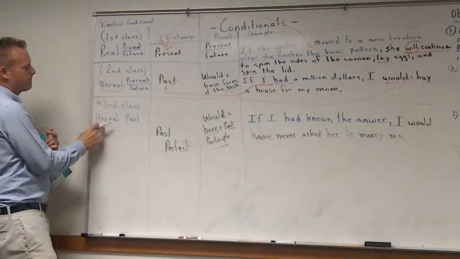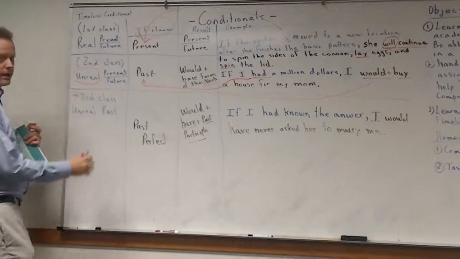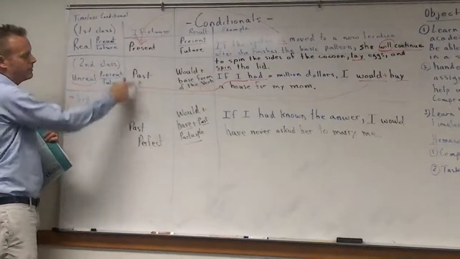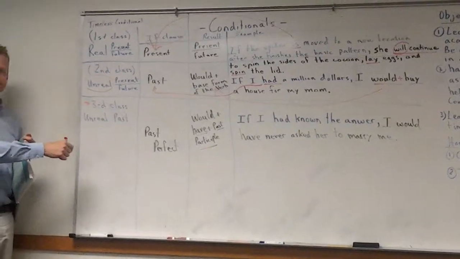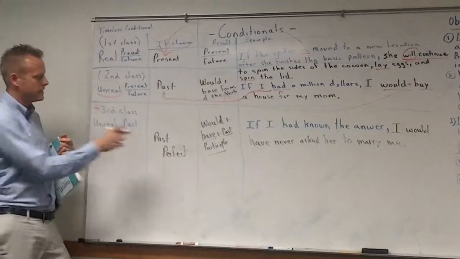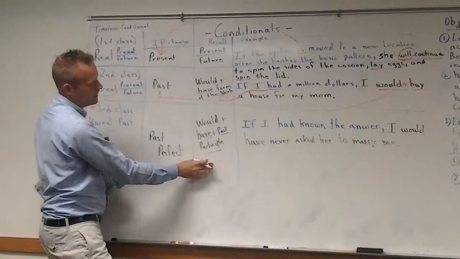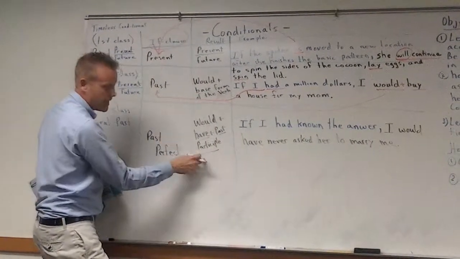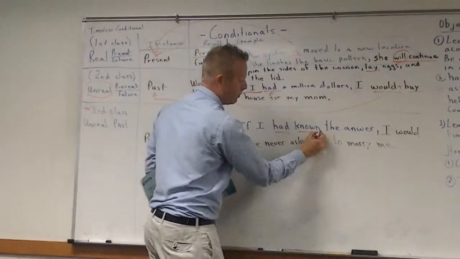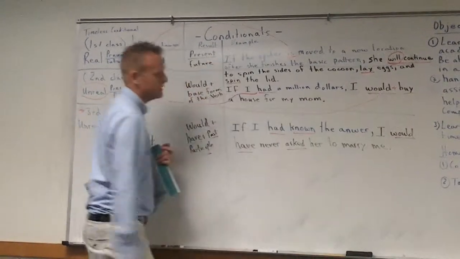Now, the third class condition, this is if I want to talk about an unreal situation in the past, okay? For some reason in English, to talk about conditions in the past, notice you always use a form of the past tense for an unreal condition. I don't know why it does that, but anyway. So for this particular situation, to show an unreal situation in the past, you want to use a past perfect in the verb form in the if clause. And you want to use a formula, would plus have plus the past participle in the result clause. So look at an example. If I had known the answer, I would have never asked her to marry me.